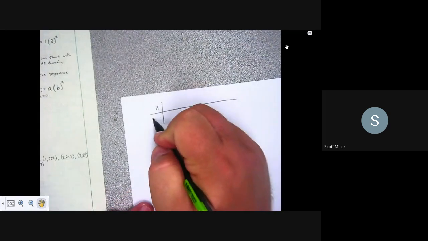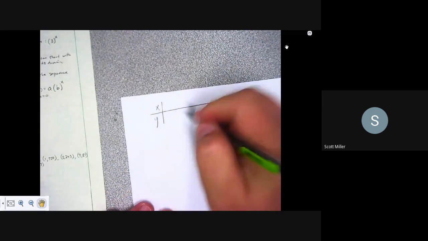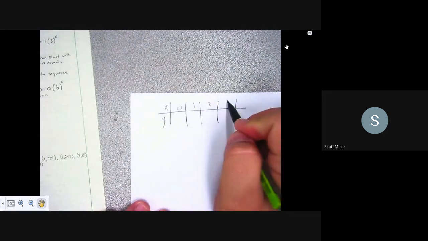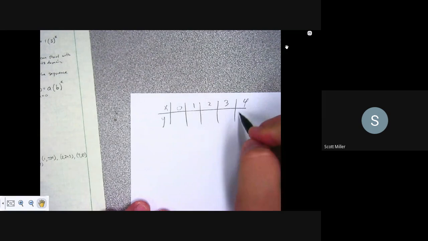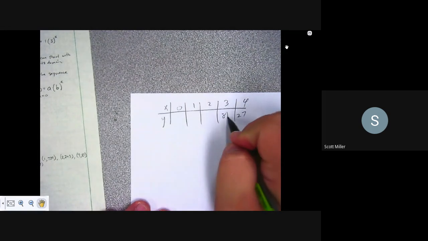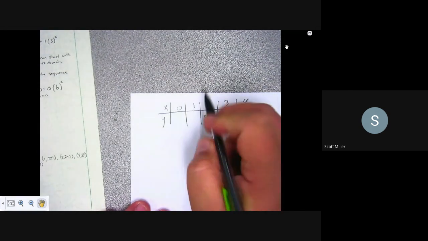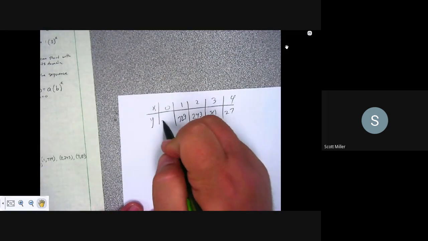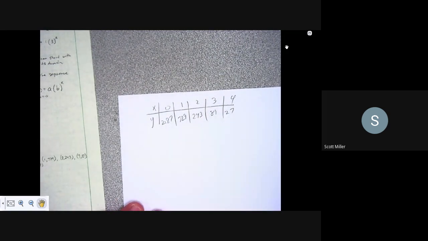Here's the x, here's the f of x, or the y. We have 0, 1, 2, 3, and 4. This is 27, 81, 243, 729, and this one over here is 2187. So we put it into a table.